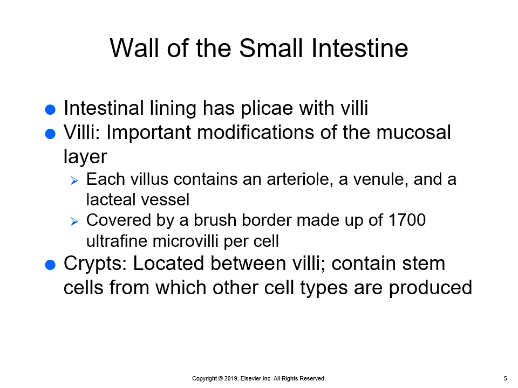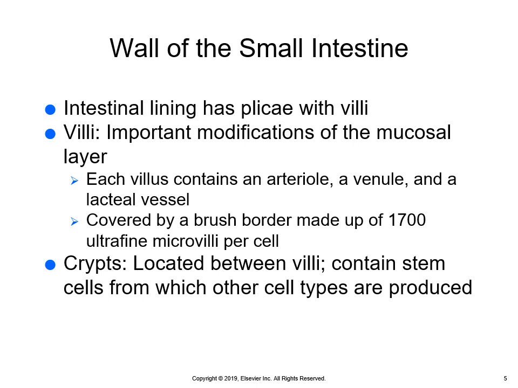We also have crypts in this area, and these are intestinal glands. They're located at the base of the villi, and they contain what we call stem cells, and stem cells help basically produce new intestinal epithelial cells. So they continually reproduce new cells.